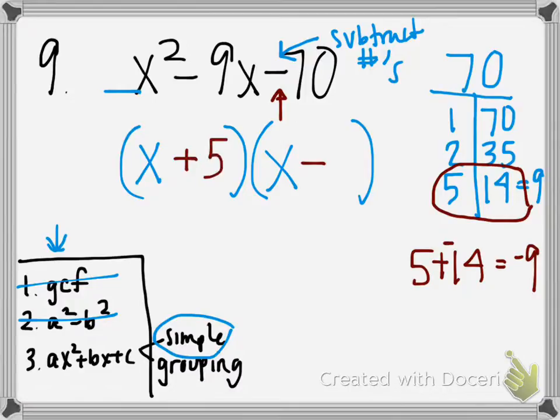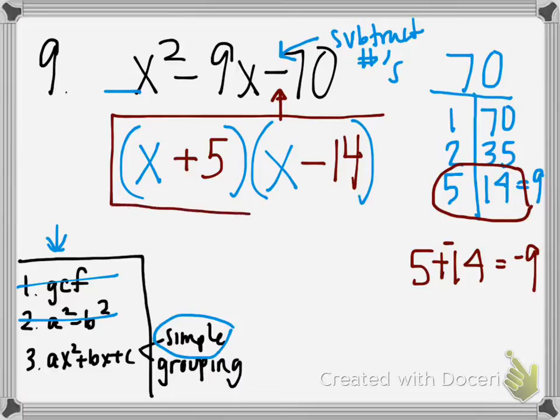So it's x plus 5, x minus 14. This is our factored form. And don't forget, you can always check your answer by distributing and making sure you get back to the expanded form.